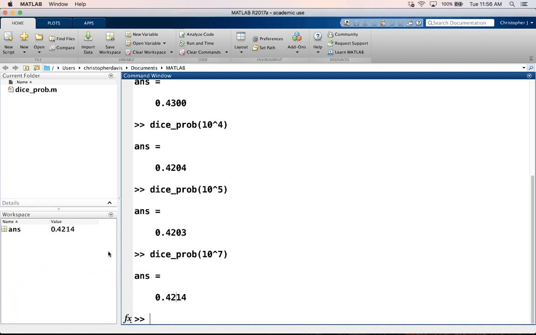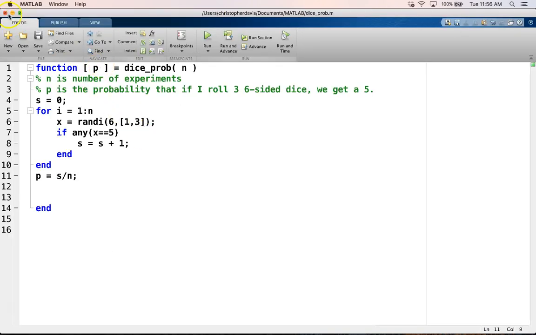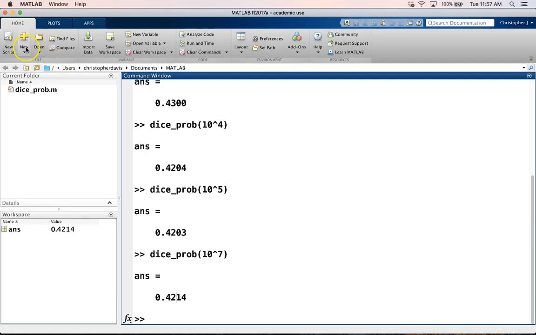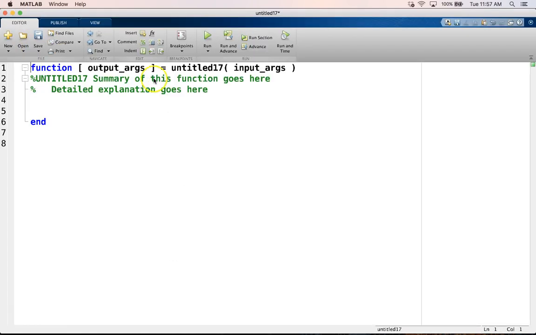Let me do one more computation in Matlab. This one, instead of being a probability estimate, it's going to be an expected value estimate. So let me make a new function. Let me call it dice_exp for expected value. And it's going to be very similar. n is going to be the number of experiments. And now the expected value, let's call it e for expected value.